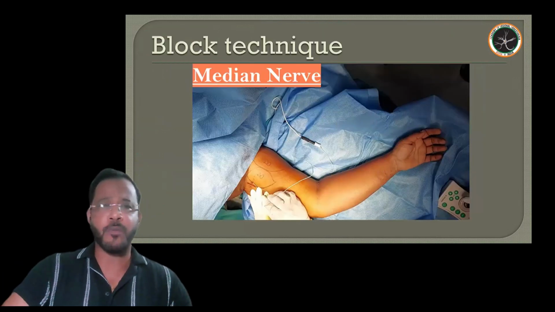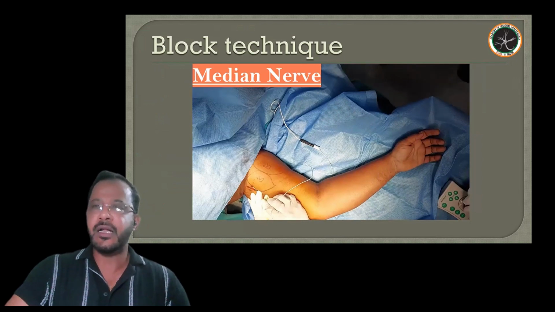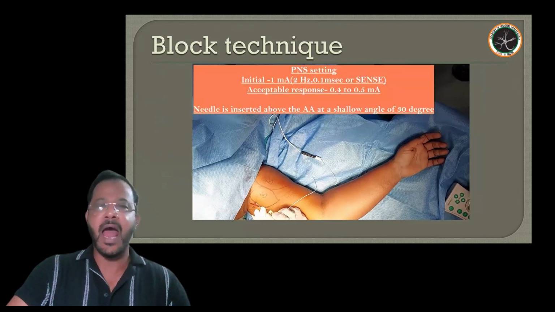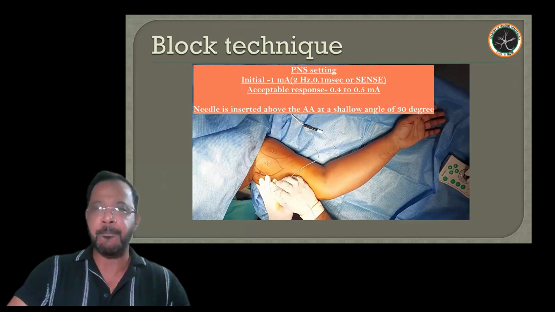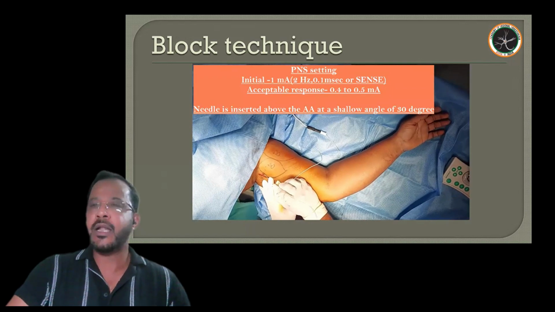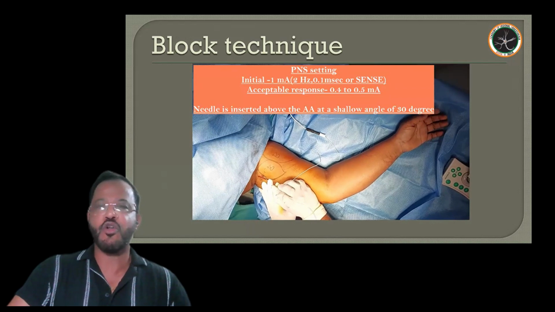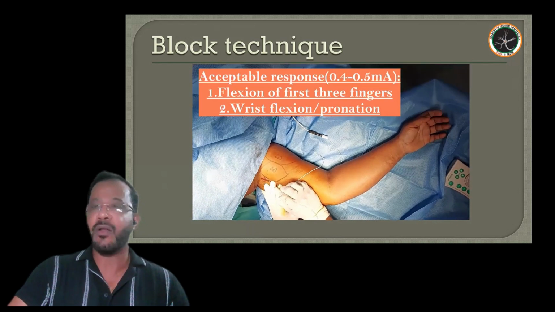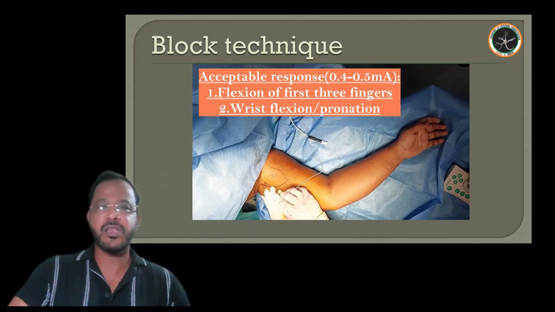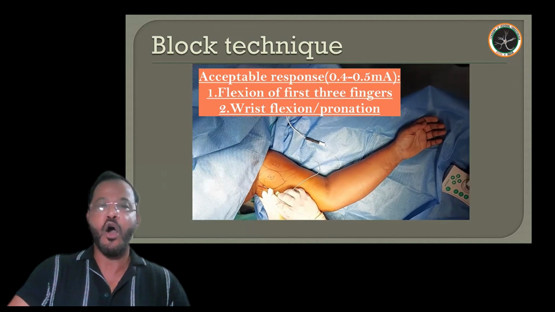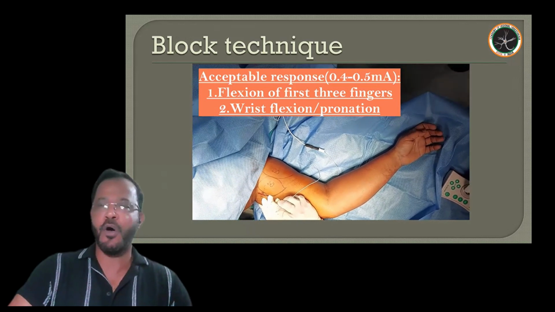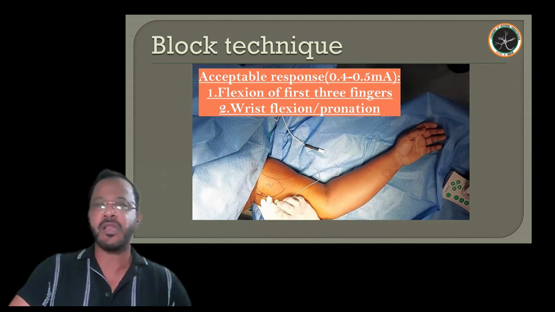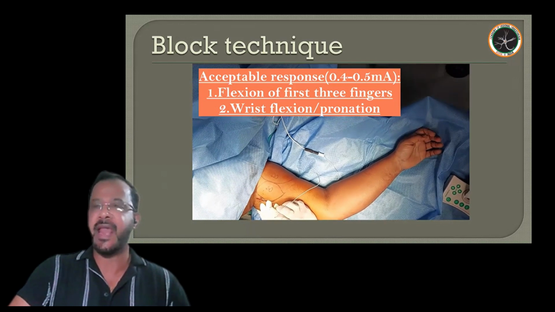So coming to the block technique. For the median nerve, the needle is inserted above the artery at a shallow angle of 30 degree with an initial current of 1 milliampere. And an acceptable motor response is at 0.4 to 0.5 milliampere. What you will see is the flexion of first 3 fingers or wrist flexion or pronation. If you get any of these responses, take it as an acceptable response at 0.4 to 0.5 milliampere.